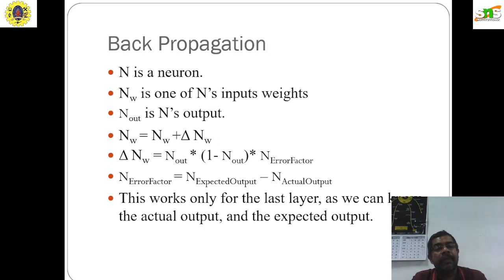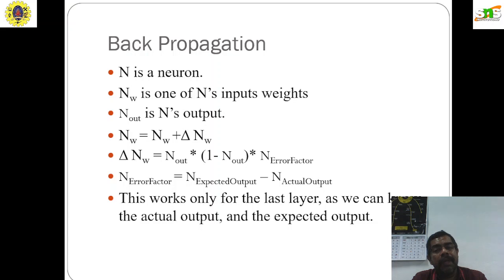So these are the parameters behind back propagation. N is a neuron, NW is one of N's input weights, and N out is N's output. Now N's new weight equals NW, the input weight, plus lambda of NW. Lambda of NW equals N out, multiplied by 1 minus N out, multiplied by the error factor. The error factor equals N's expected output minus N's actual output. This is how we compute back propagation.